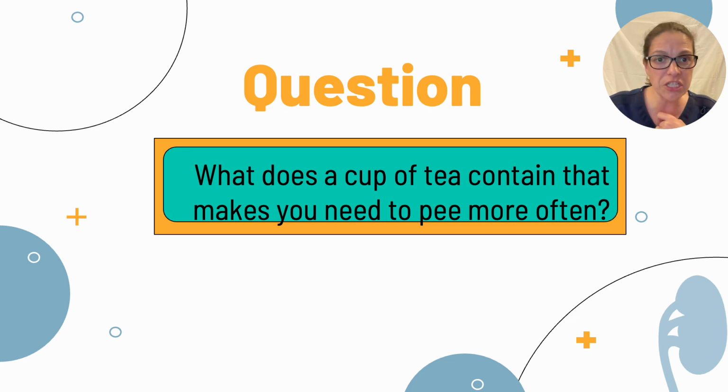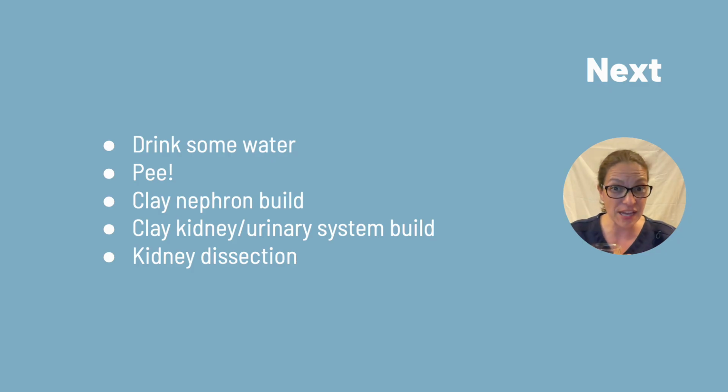All right, last question today. What does a cup of tea contain that makes you need to pee more often? And that was a diuretic. Okay, here we go. Last bit.